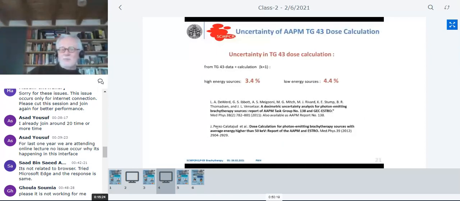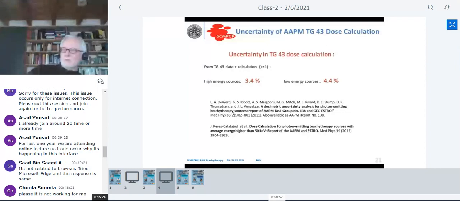TG43 is not too bad. It calculates with an uncertainty for high energy sources of around 3.4%, and for low energy sources like iodine 125, 4.4%. So that's pretty good. And these are two publications which show you how this uncertainty was found, or how these numbers were generated. So this is actually pretty good.